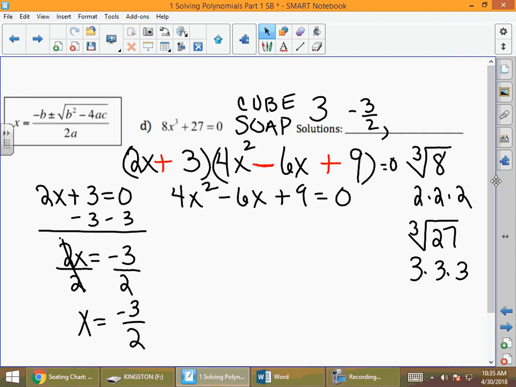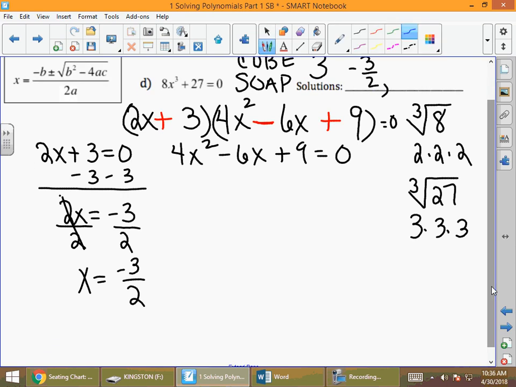The next part, the 4x squared minus 6x plus 9. When we factor a cube, that part will not factor. That's why we have the quadratic formula here on your notes, to refresh our memory. But one more time I want to say, 4x squared minus 6x plus 9 will not factor, and that happens when you're factoring a cube. If that happens, we're going to have to use the quadratic formula. So a is 4, b is negative 6, c is 9, and we're going to fill that into the quadratic formula.